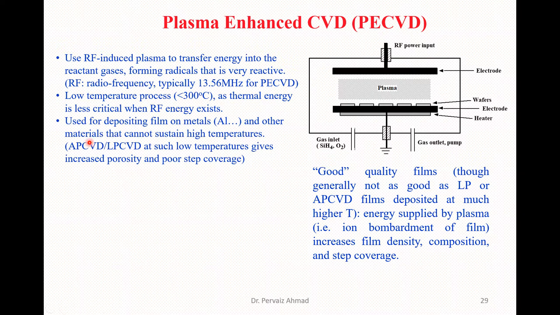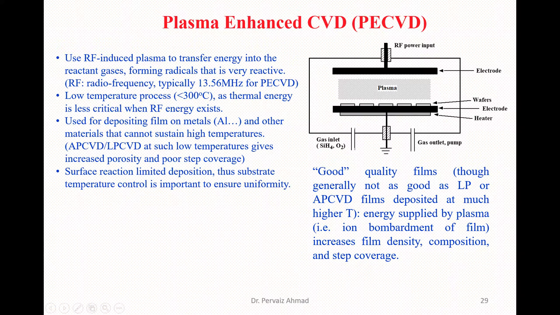So we utilize it for depositing films on metals and other materials that cannot sustain higher temperatures. In atmospheric pressure chemical vapor deposition or low pressure chemical vapor deposition, we do not utilize such low temperatures. In plasma enhanced CVD, the process is normally performed at lower temperatures as compared to atmospheric pressure and low pressure CVD. Those low temperatures result in increased porosity and poor step coverage in PECVD techniques. Further, we have surface reactions that are limited by deposition.